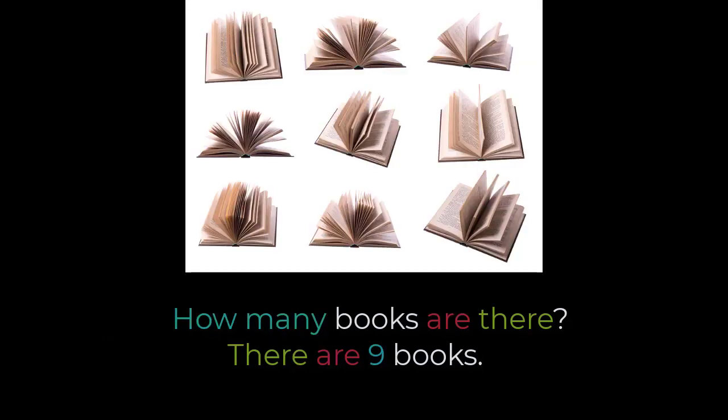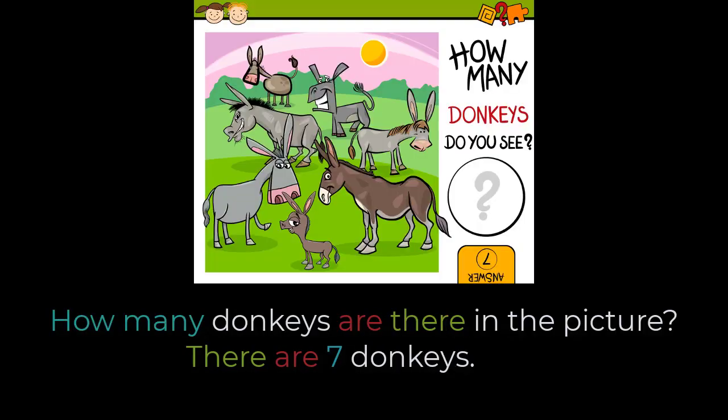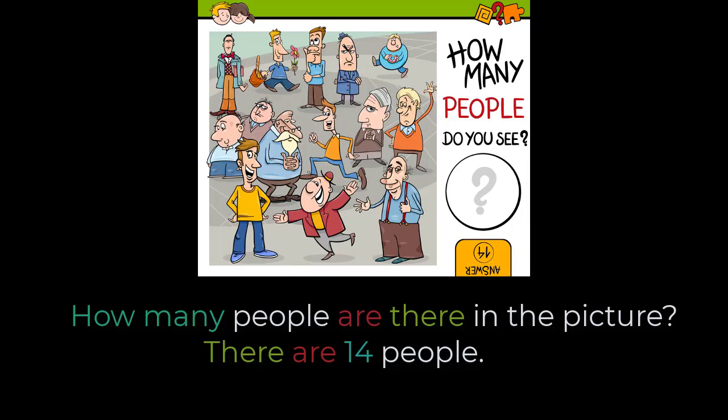How many books are there? There are 9 books. How many donkeys are there in the picture? There are 7 donkeys. How many people are there in the picture? There are 14 people.